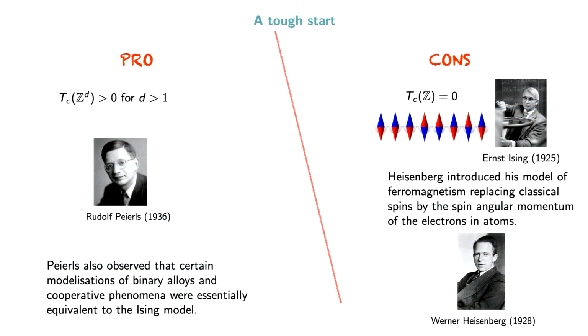But to go back to what Rudolf Peierls did, he did a second thing, and this was probably an even more important thing. He noticed that at the same time, there were modelizations of other phenomena, not magnetism, for instance binary alloys or certain cooperative phenomena.